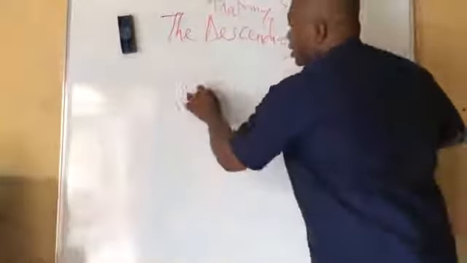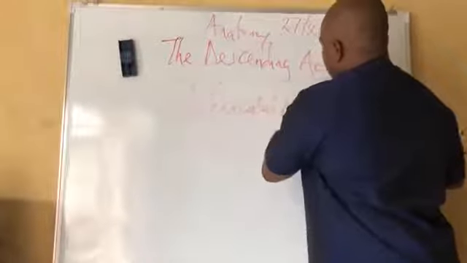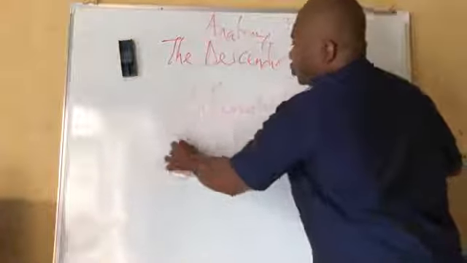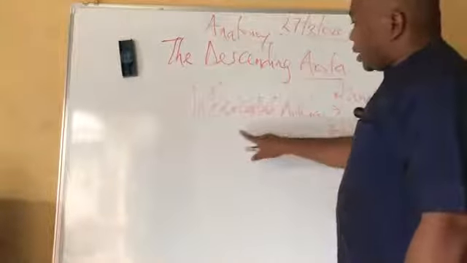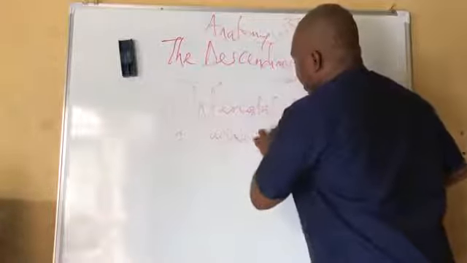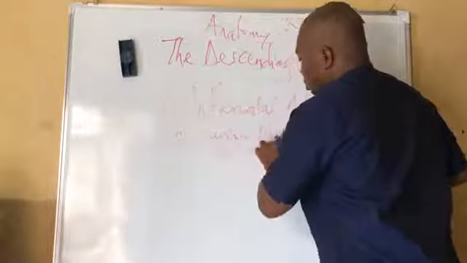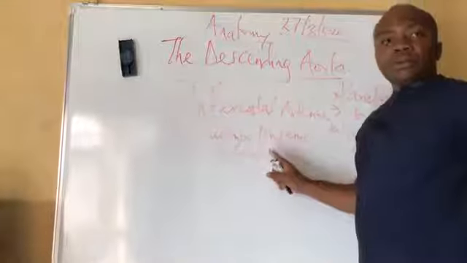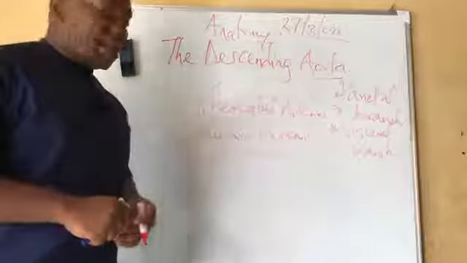We have two. The first one is called the intercostal arteries, and the second one is called the superior phrenic arteries. The superior phrenic arteries supply the superior aspect of the thoracic diaphragm.